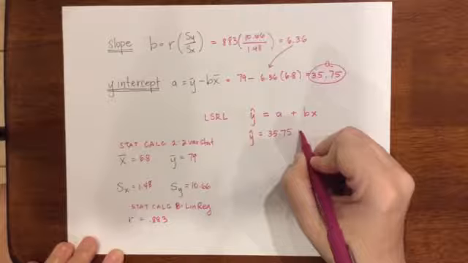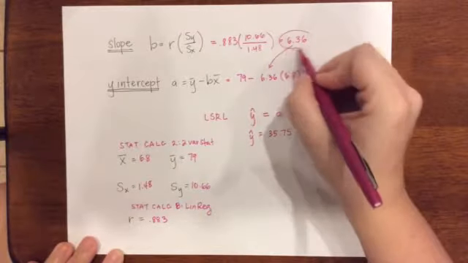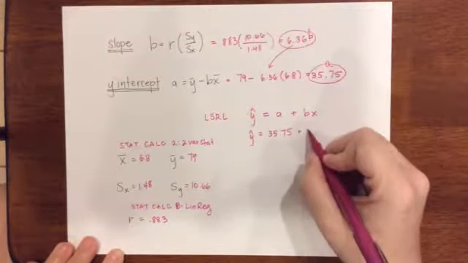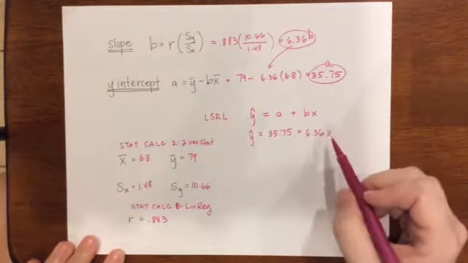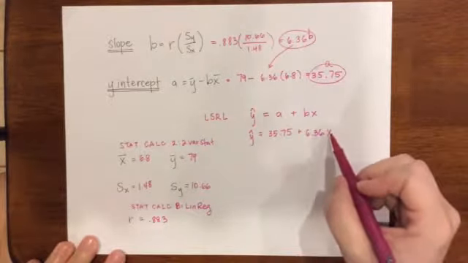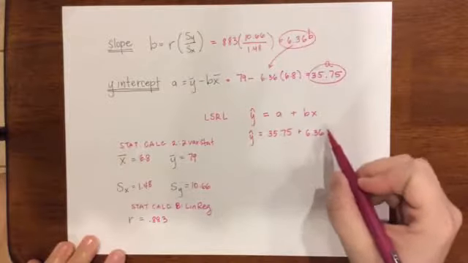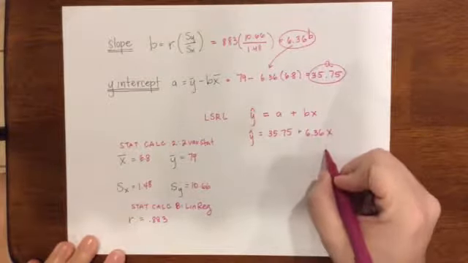35.75 plus the b. Here's the b. And x is what you're inputting into the function. So this is why we call it the independent and the dependent. This is the independent variable. We're going to plug in the number of hours slept.